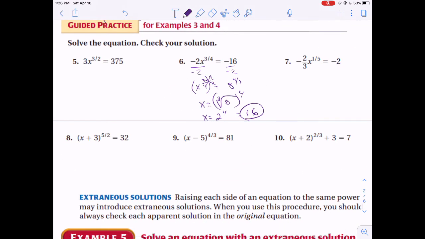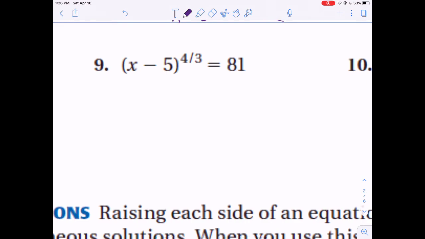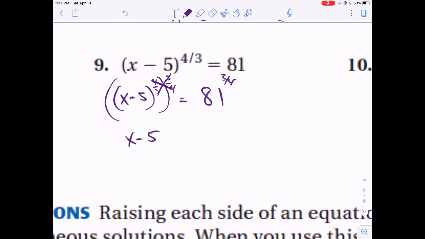Let me try one more of these here with fractions. Let's try something that looks a little different. Let's try number 9. Looking at that, the x minus 5 is to the 4/3, so that's all isolated. I'm done with that. So all I need to do is take the reciprocal right away. It's x minus 5 to the 4/3, and now it's going to be to the 3/4 on both sides. Again, that's canceled out. All I've got is x minus 5.